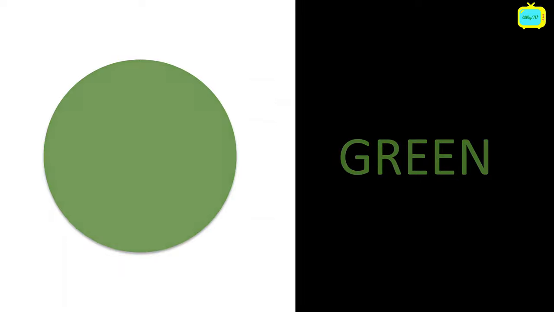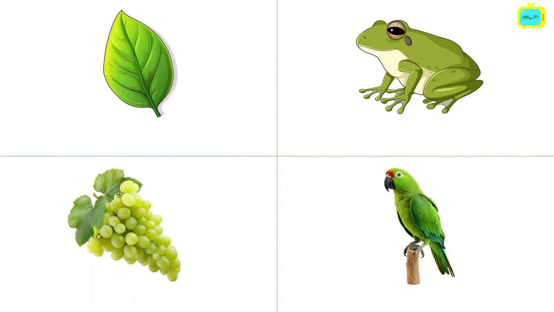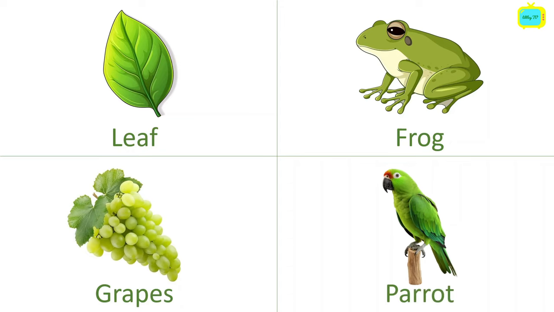So this is green color. Green color. So let's see what things we have in green color. Leaf. Green leaf. Frog. Green frog. Grapes. Green grapes. Parrot. Green parrot.